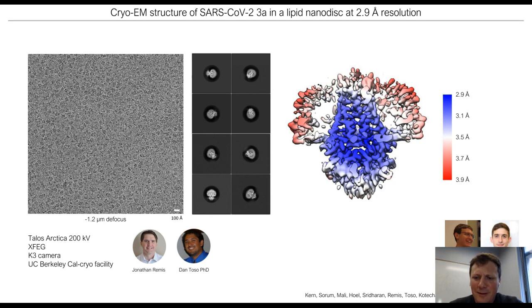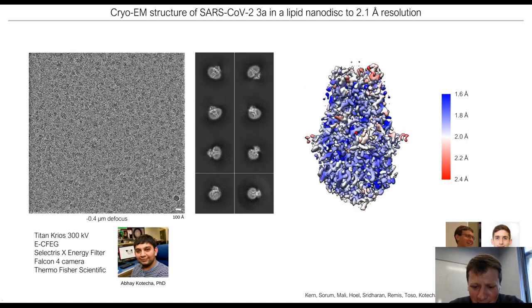But we were even more excited to have the opportunity to collaborate with Abhay Kotecha at Thermo Fisher to see if we could use this new microscope hardware to push the resolution of this reconstruction even further. And so we took the grids out of the Arctica that we collected the first data set on. Dave crossed his fingers and shipped them to the Netherlands, where Abhay was able to collect a data set for us, and that's shown here. And indeed, from these data, we were, in fact, able to improve the resolution of this reconstruction substantially to 2.1 angstrom resolution.